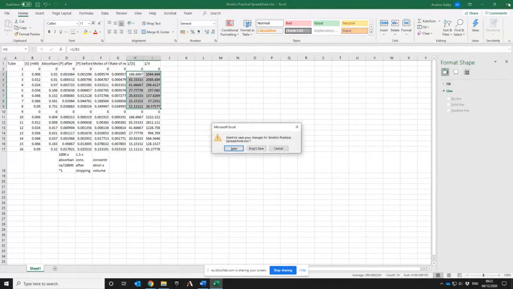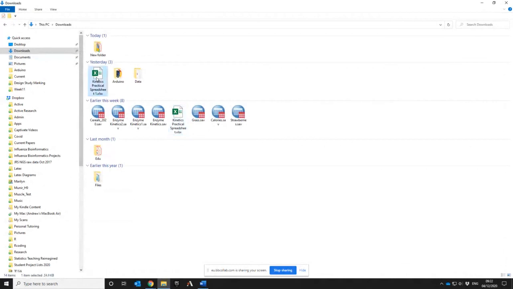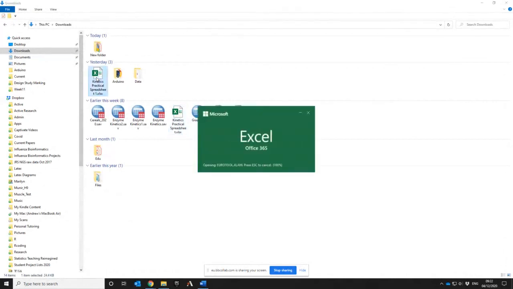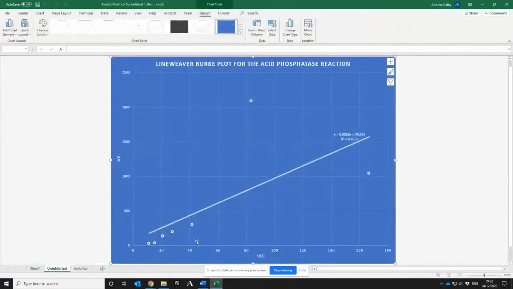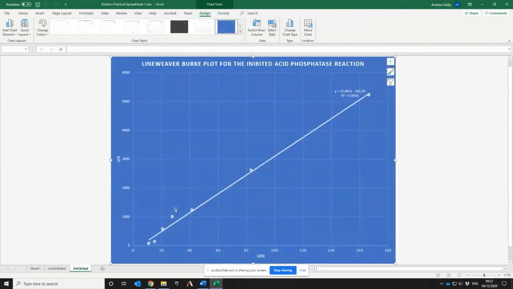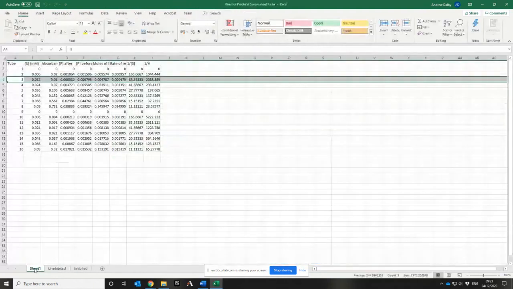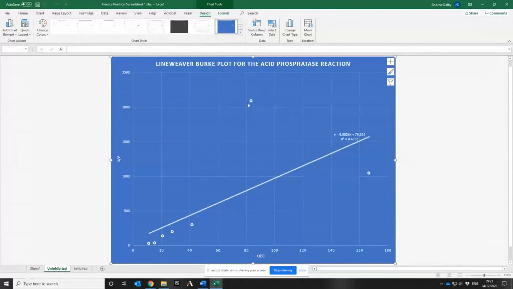Now, the only problem, don't save, with that particular one is that outlier that I pointed out. So here are some nicer examples. So here's the example. This is the uninhibited case, and there's that nasty outlier. Here's the inhibited case. There's no outlier, and look at the R squared. It's 99.35%. Y equals 32.667x minus 165.59. So there's nothing wrong with doing it in Excel, except it really doesn't deal with outliers at all.